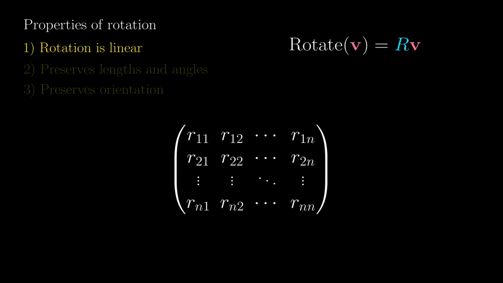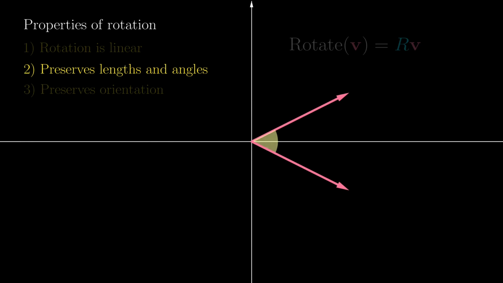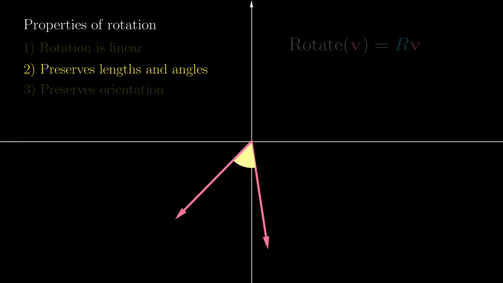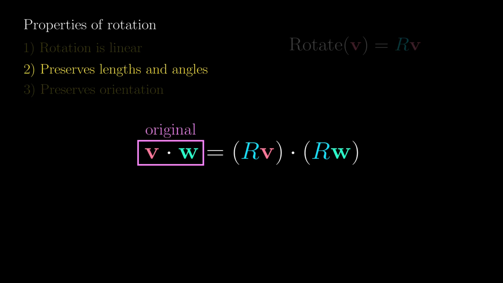For that, we can see what the second property of rotation tells us. After rotation, we should expect that the lengths and the angles between the vectors remain unchanged because, well, we just rotate and don't do anything else. Preservation of lengths and angles implies that dot products are also preserved. So, if it is originally v·w, then after rotating both vectors, it becomes Rv·Rw, and the two dot products should be the same.